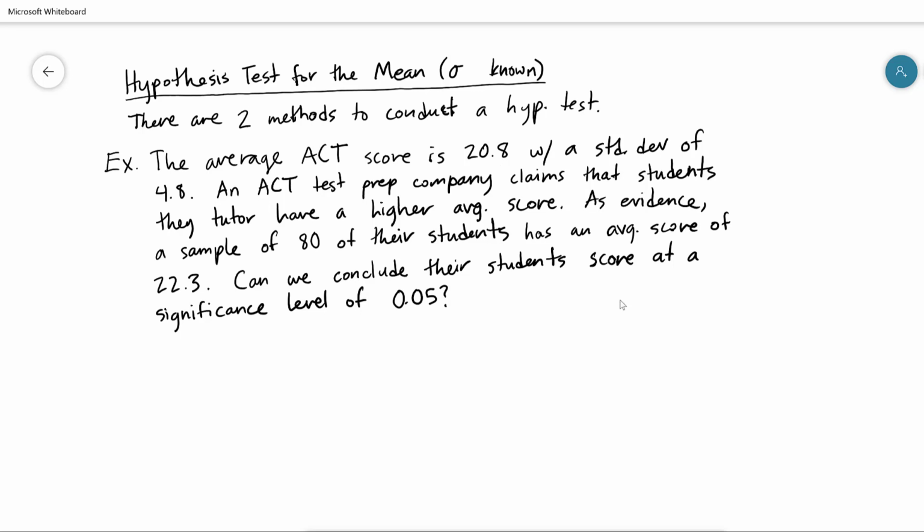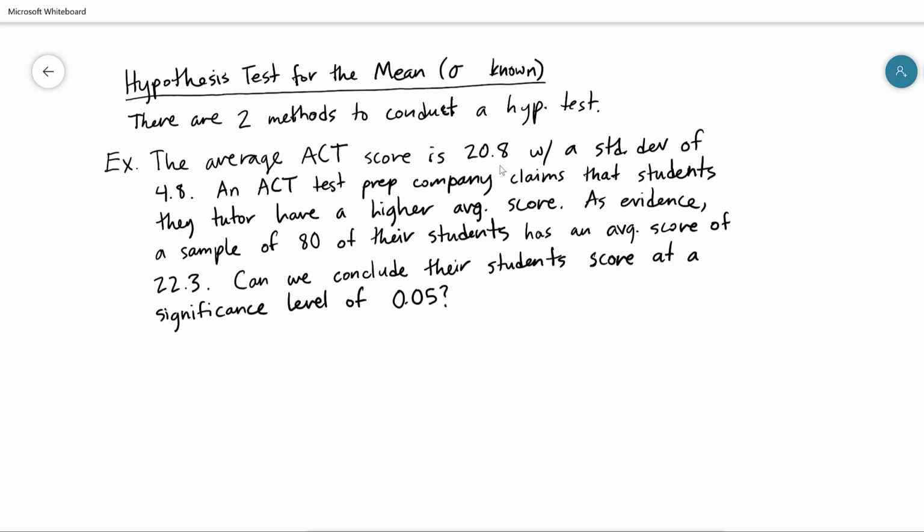And the question is, we have some evidence that shows that yes, their students do better than average, but this was only 80 of their students. Maybe they have thousands and thousands of students. How do we know that they didn't just get lucky in the sample that they took, and that this 22.3 was just a fluke, a product of happening to get lucky when they picked their 80 students? So this is really what the question boils down to. This is the idea behind a hypothesis test.